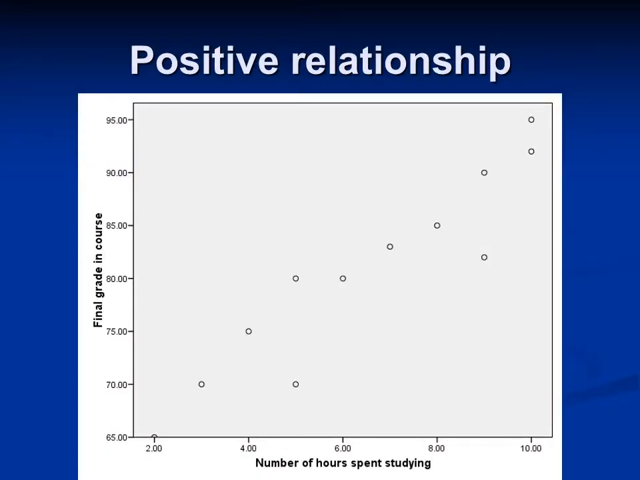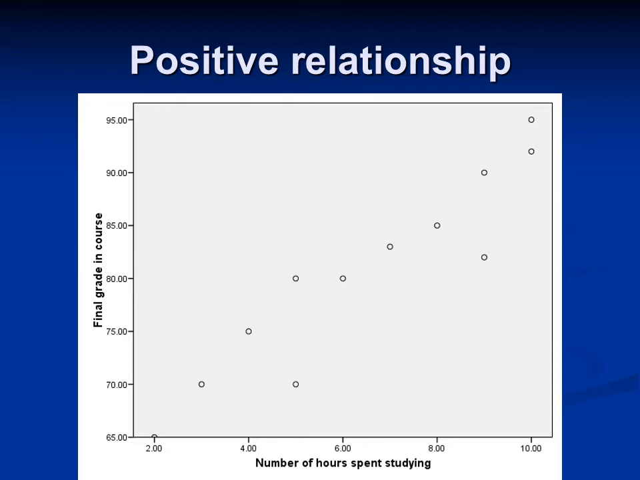So this is how a positive relationship would look. Assuming we plotted final grade, we were looking at the relationship between final grades in the course and the number of hours spent reading. Maybe this was research carried out by a researcher who was interested in understanding the relationship between final grade in the course and the number of hours someone spends reading.